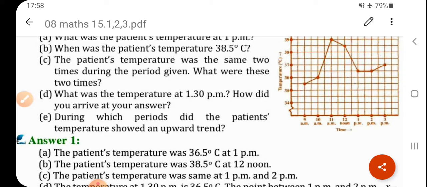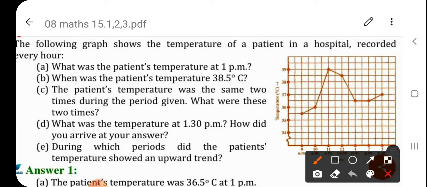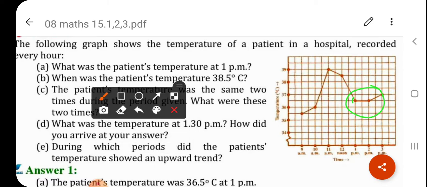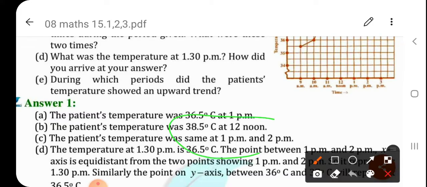C. The patient's temperature was the same 2 times during the period given. What were these 2 times? 2 times it was the same. So you can see the line graph here. You can see both temperatures are the same, equal. So what was the time at that moment? 1 p.m. and 2 p.m. It's given here, 1 p.m. and 2 p.m.